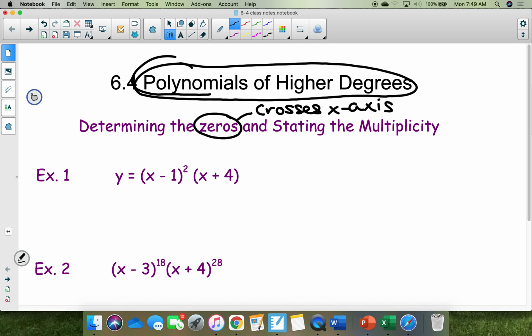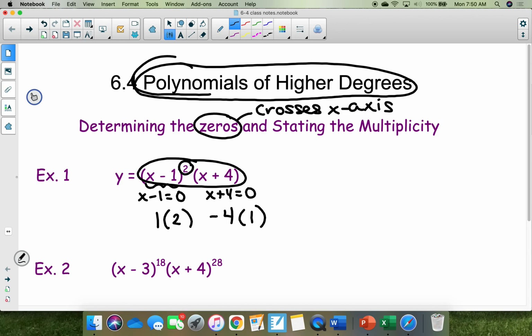Okay, so how did we figure out how they cross the x-axis before? You set that equal to 0, and you set this one equal to 0. 1 is one answer, and -4 is another answer. But do you see that there's 2 of them, and only 1 of them? So if I put this all back together again, this would be degree of x to the 3rd. The parentheses right here should add up to 3 because that's how many zeros there are.